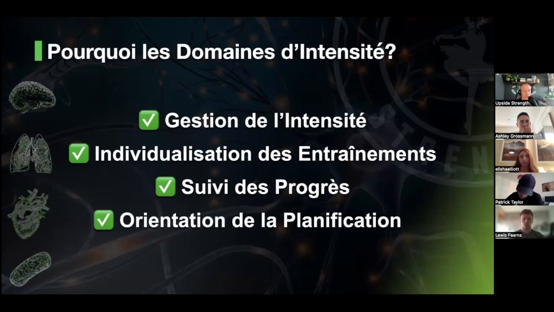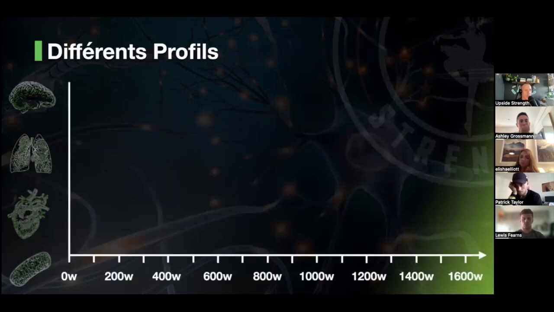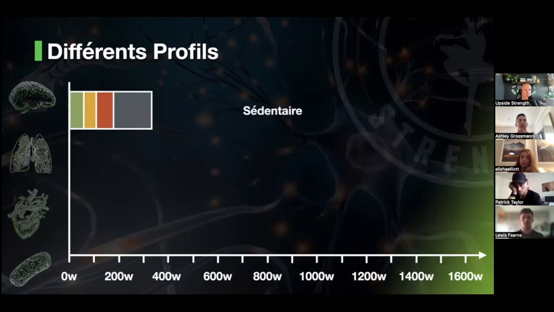And so again, if you understand that spectrum of intensity in those different domains, you have the blueprint of what everybody's distribution is going to look like. And then depending on the person, you know, okay, what type of training do I need for that person for that purpose? And if we look at different profiles, we have somebody who's sedentary.